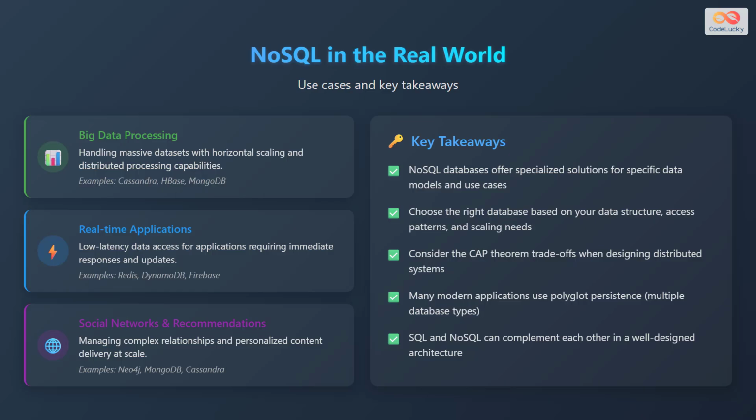Key takeaways: NoSQL databases offer specialized solutions for specific data models and use cases. Choose the right database based on your data structure, access patterns, and scaling needs. Consider the CAP theorem trade-offs when designing distributed systems. Many modern applications use polyglot persistence, meaning they use multiple database types. SQL and NoSQL can complement each other in a well-designed architecture.